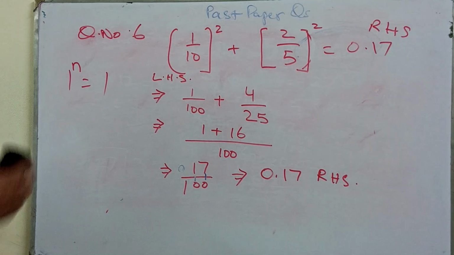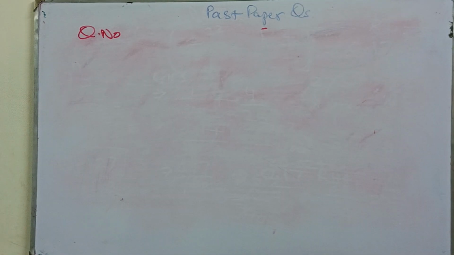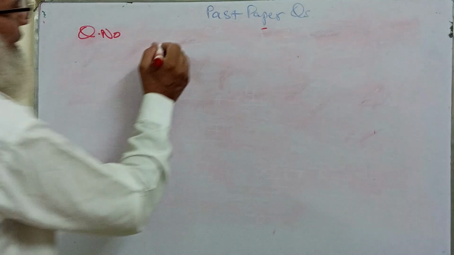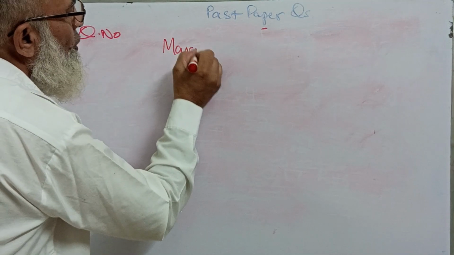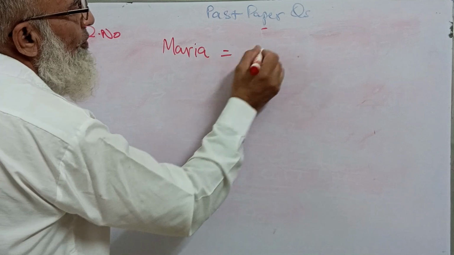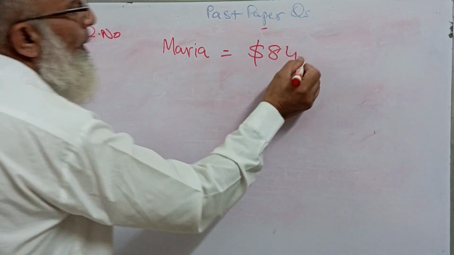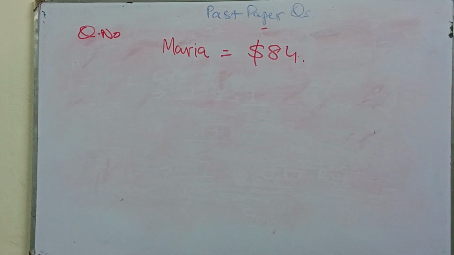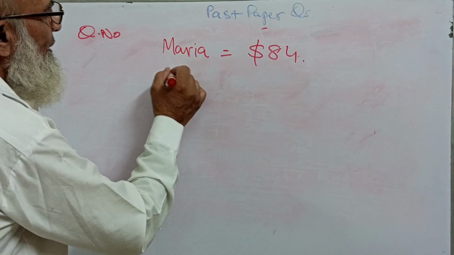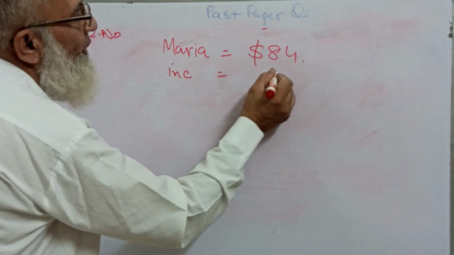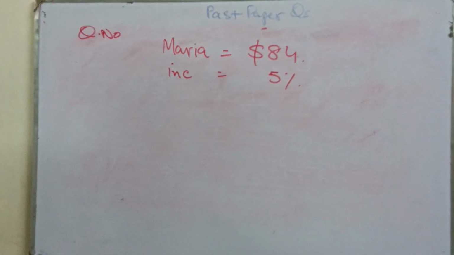Now question number 7. Okay, my dear students, question number 7. Maria pays $84. Now Maria has paid $84 for what? I don't know for what. For rent. She has paid $84 for rent. So the rent is increased by 5%. The rent has been increased by 5%. It is very, very simple.